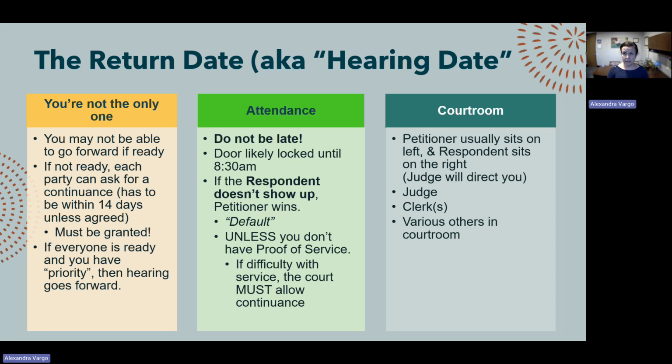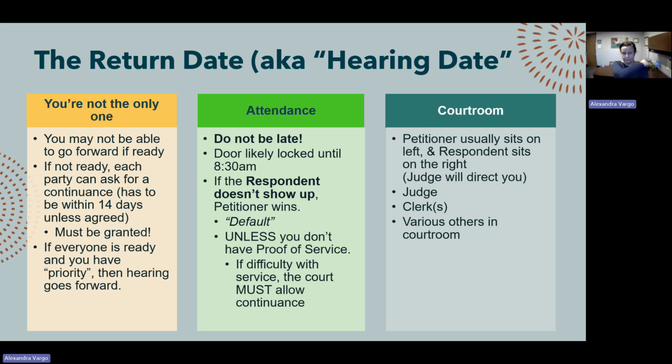The doors are usually locked until the time that the hearings are scheduled. If the respondent doesn't show up at all, petitioner wins. So if you're a respondent, if you're served with these documents, make sure you show up to court, make sure you show up on time, because otherwise it will be granted without you, and that permanent protection order will be on your record until you take some steps to try and get rid of it if you can. And then if you don't have proof of service yet, you can ask the court for continuance, and they have to allow that for you to attempt to serve the other party.